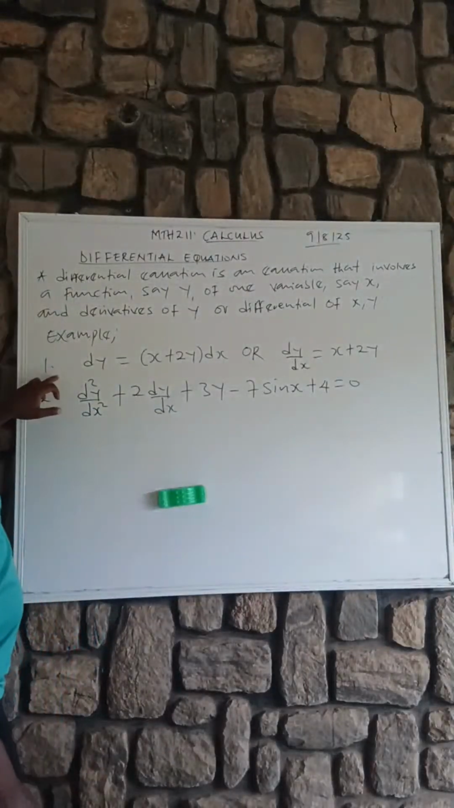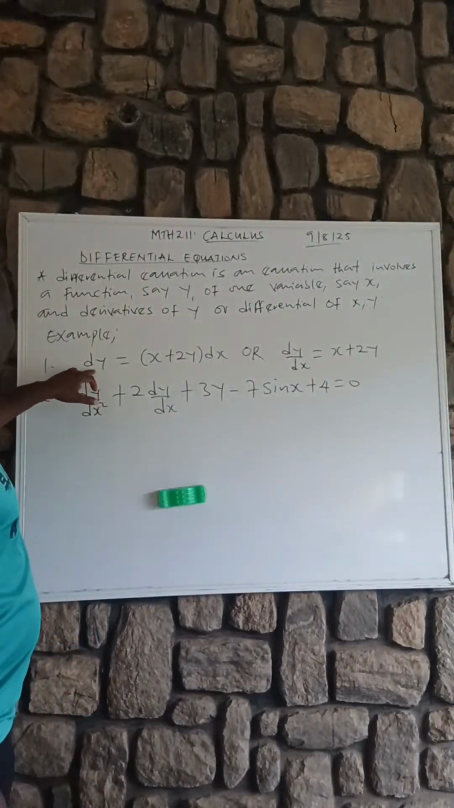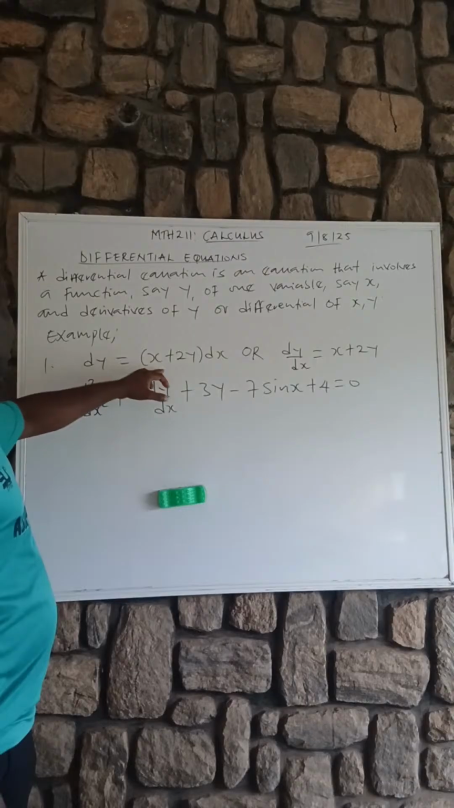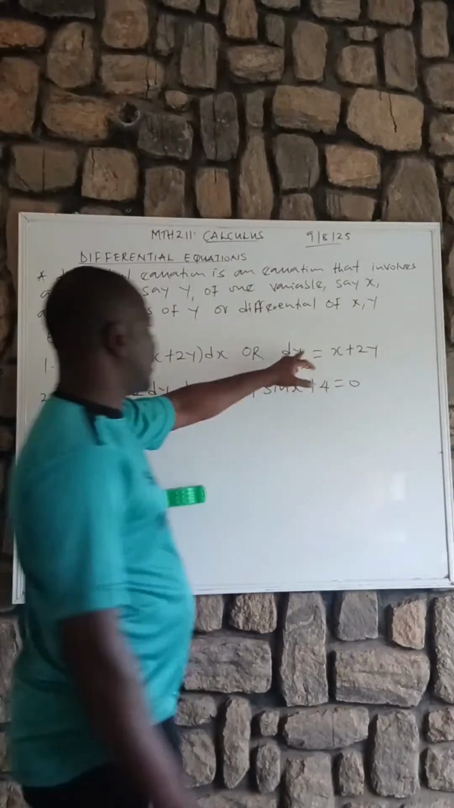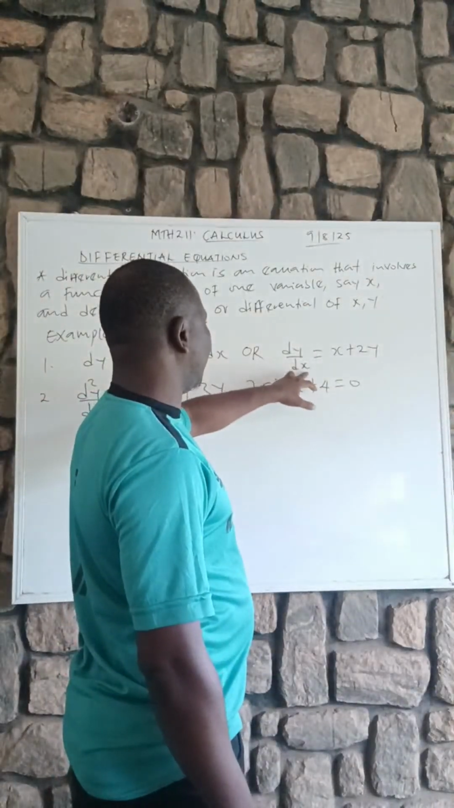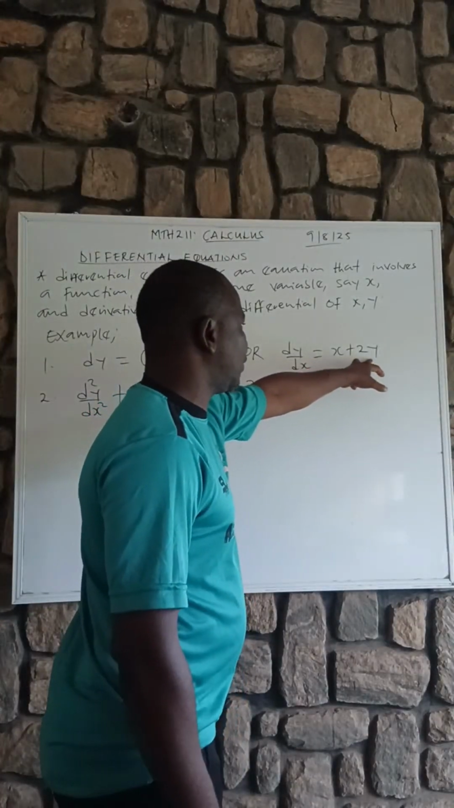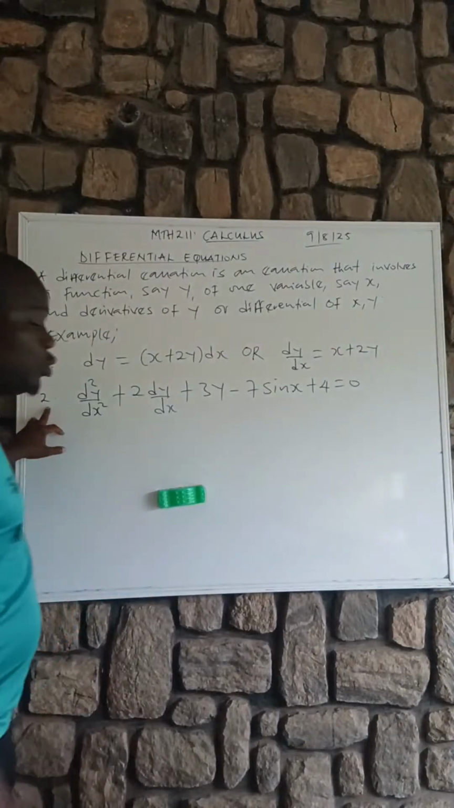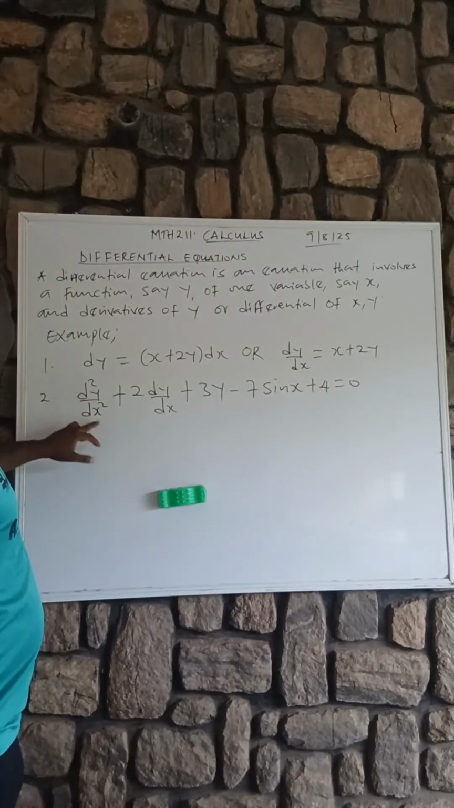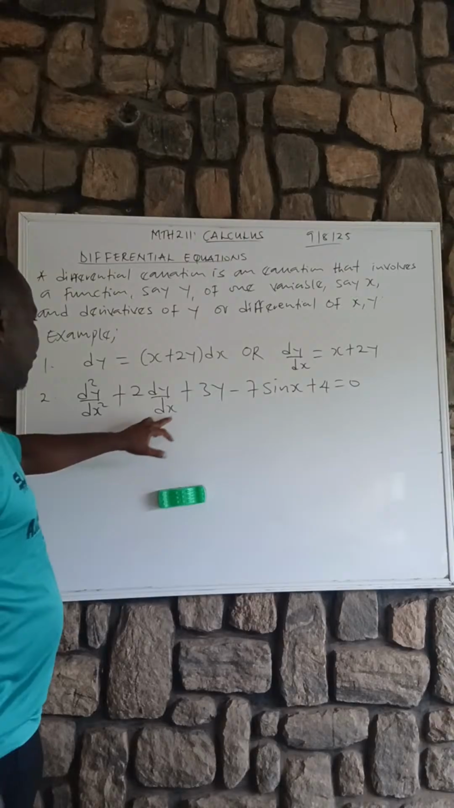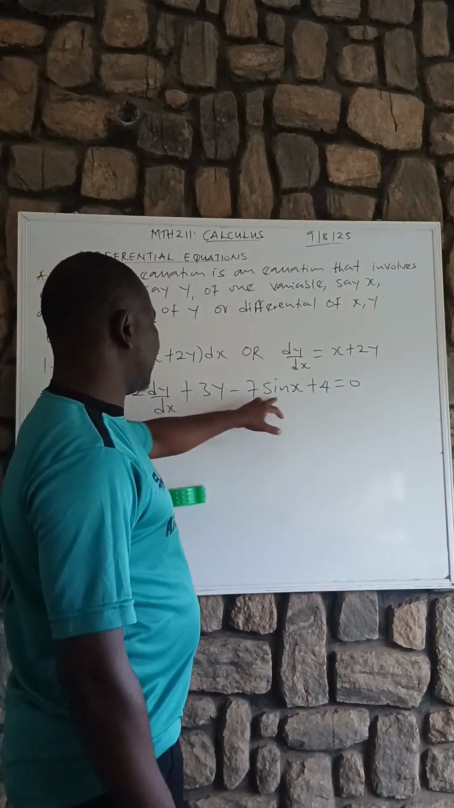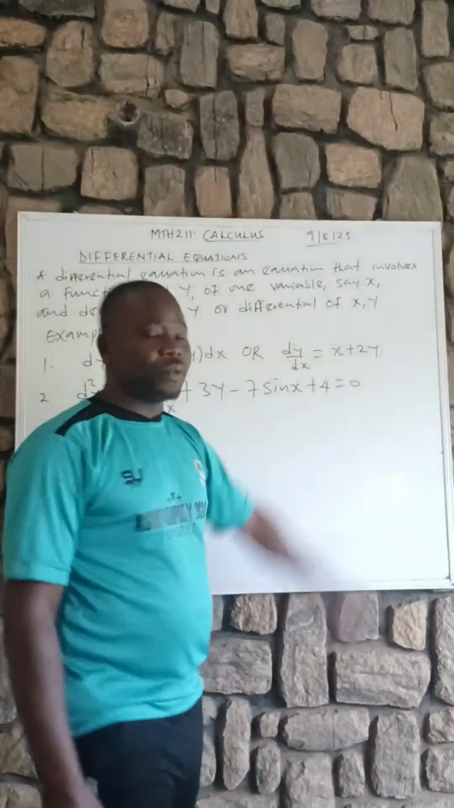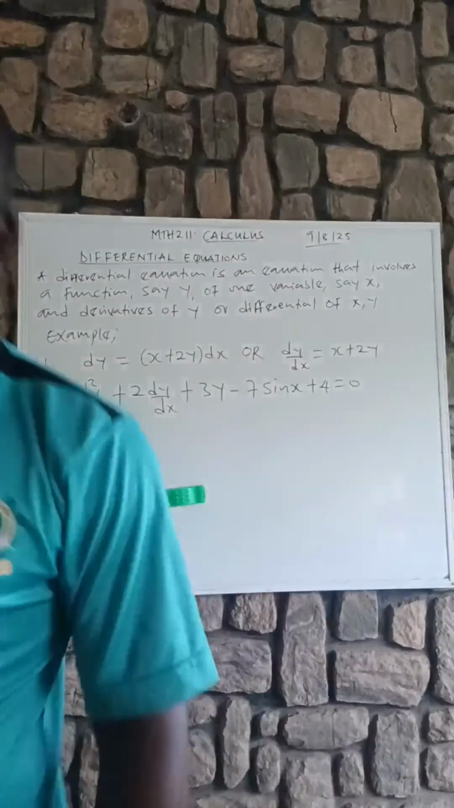Example, look at the example. You can see a differential equation of this one: dy equals x plus 2y dx, or this is the same thing, dy over dx equals x plus 2y. Then example 2: d squared y over dx squared plus 2 dy over dx plus 3y minus 7 sine x plus 4 equals 0. Are you following? Do you understand?